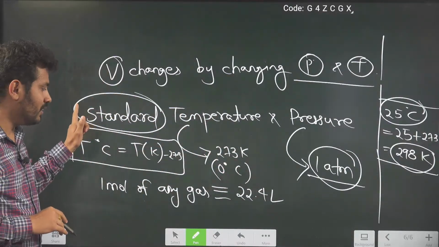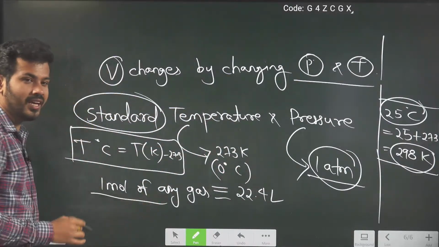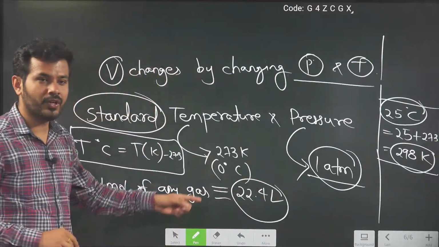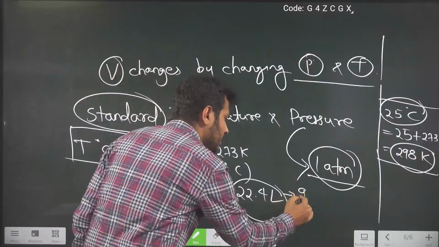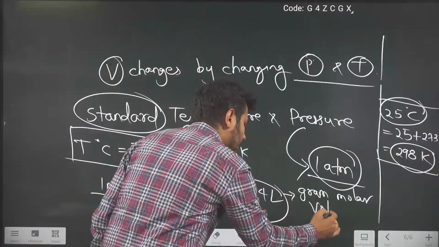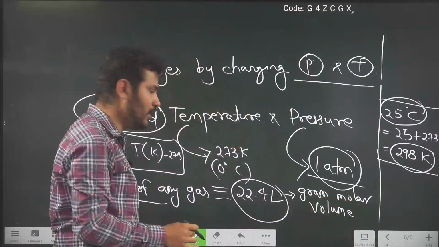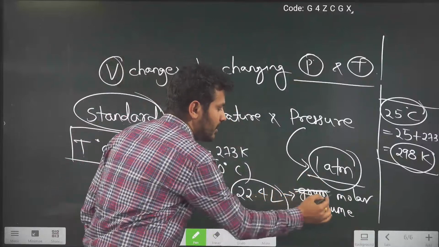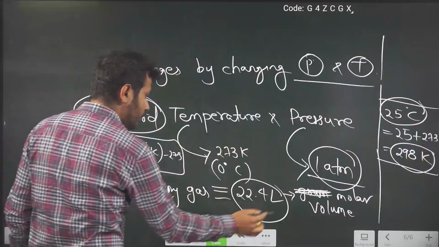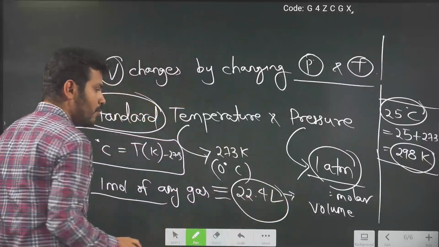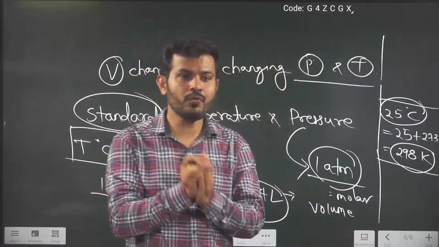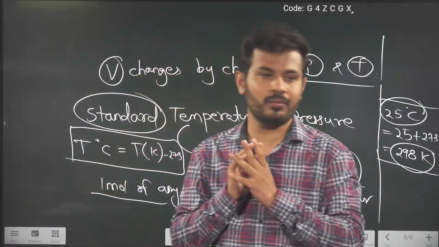At the standard condition, if you take 1 mole of any gas, then the volume is going to be fixed, and this volume is called gram molar volume, or simply we can say molar volume. You can skip this gram as well. You can say gram molar volume or molar volume, whatever is convenient to you. Why is it called molar volume? Because it is the volume of 1 mole of gas. The volume occupied by 1 mole of gas is called molar volume, right?